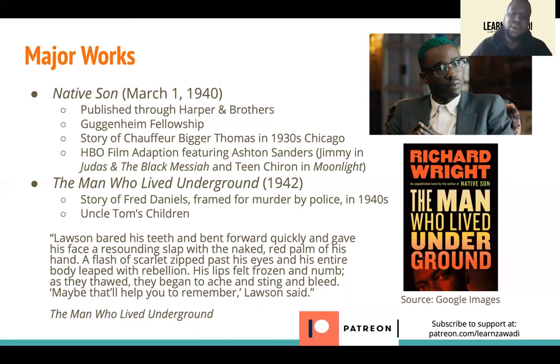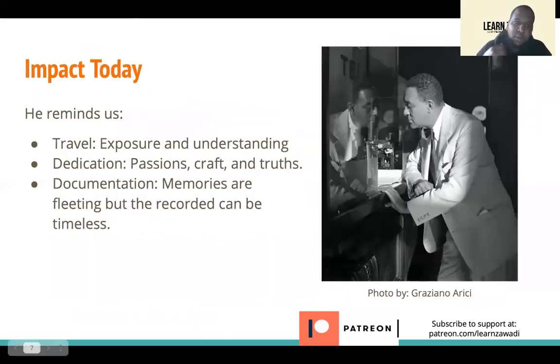And this book is set in the 1940s. It is currently 2021. How much has changed? And so it's good to note that with Richard Wright, he talked about a lot of issues that were happening in that moment. But when we look on it today, looking back, we can see how far we've come and how far we've got to go. So check out these two works and check out the biography of Richard Wright. Check all that stuff out. It's definitely a gift. So what is his impact today?